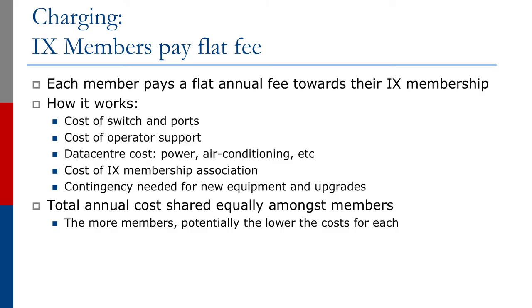Another charging scenario is where the IX members pay a flat fee, where each member pays a small amount towards the IX membership. How this works is that the fee covers the cost of the switch and the Ethernet ports on it, the cost of the operator support, the data center cost. So this will be power, air conditioning, and rent for the co-location space. Cost of the IX member association, there may be some administrative requirements, and a small contingency for new equipment and upgrades. The total annual cost is shared equally amongst members. The more members, potentially lower costs for each member.